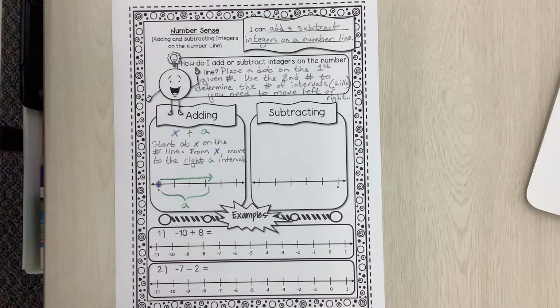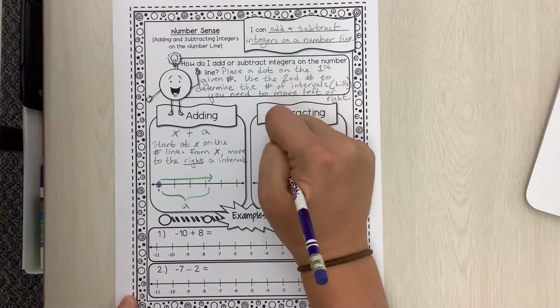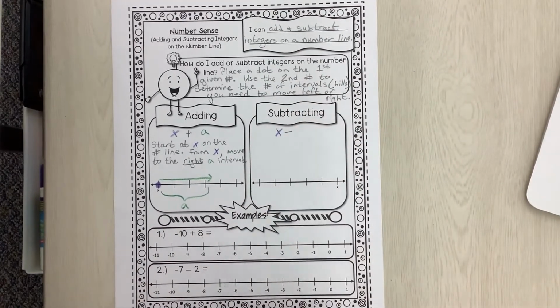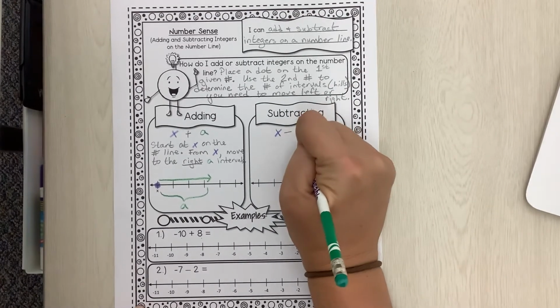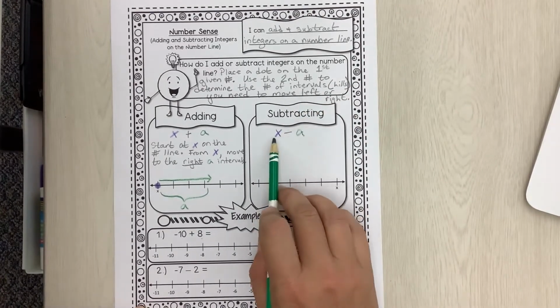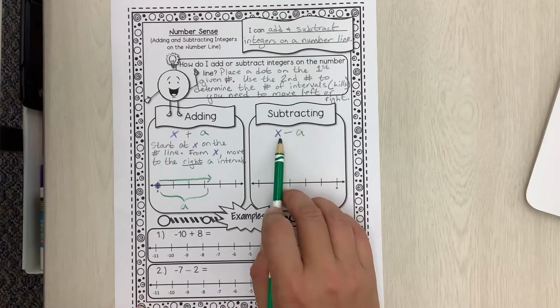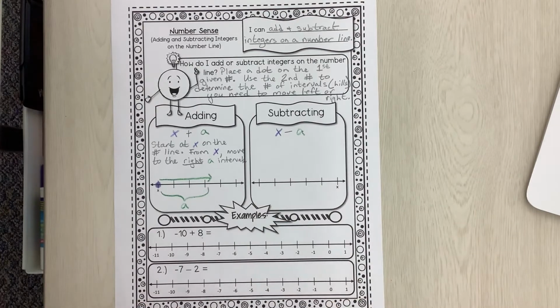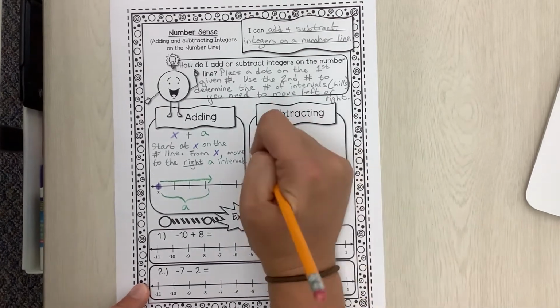So let's do the second one, subtraction. So this time, it's going to be x minus a. X minus a. Again, remember, where they give us the variables, the letters, it's just because we don't know what the numbers are, and it basically means it could be any numbers that we're doing. This is the strategy that we're going to do to figure it out. So we're going to start at x on the number line again.